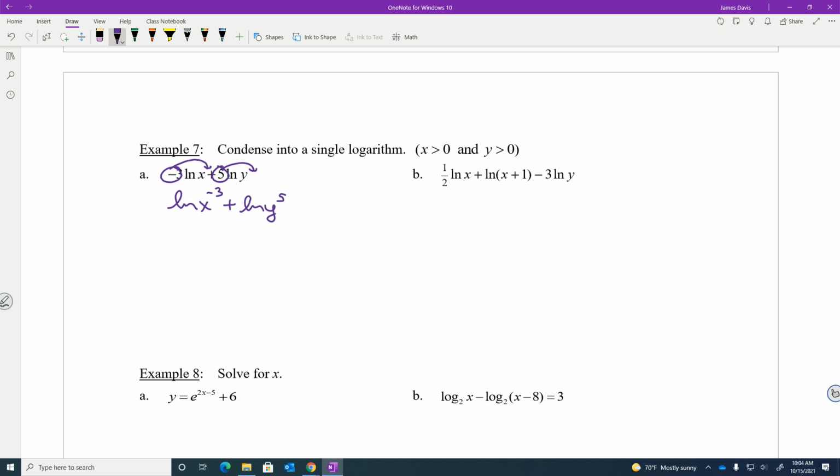Now this is a sum of natural logs. They have the same base, so we're allowed to bring them together. It's addition, so it will become multiplication. So this will be the natural log of x to the negative 3rd, y to the 5th. Okay, and we do the same for the next one there.